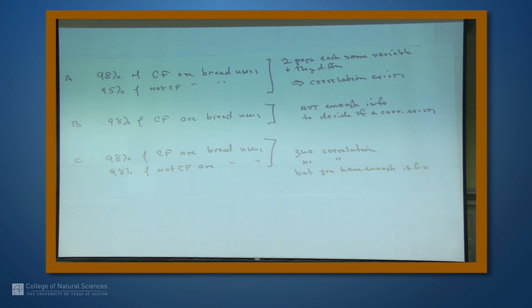Now, we're not getting into statistics. I'm not talking about how much data you need to measure correlation, what confidence limits are, and so on. I just want to focus on the basic. Is there an association? Is there not? You have enough information to even decide whether there's an association.